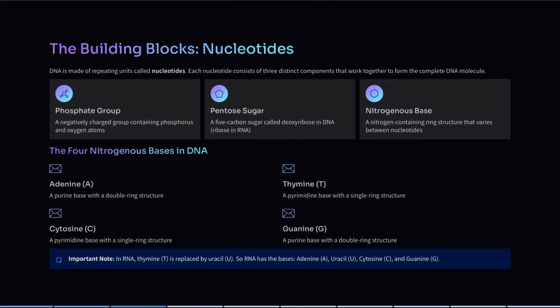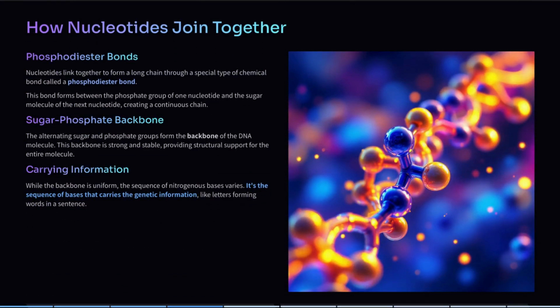Now, DNA is made up of smaller repeating units called nucleotides. Each nucleotide has three parts: a phosphate group, a pentose sugar called deoxyribose, and a nitrogenous base. There are four different bases in DNA: adenine, thymine, cytosine, and guanine. In RNA, thymine is replaced by a similar base called uracil. So RNA contains adenine, uracil, cytosine, and guanine.